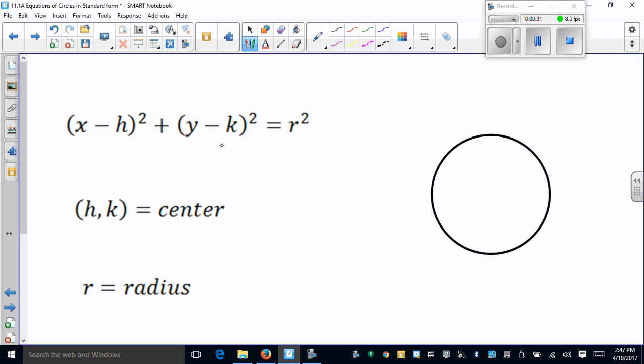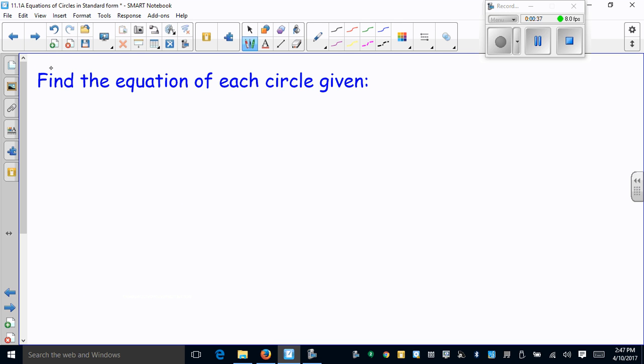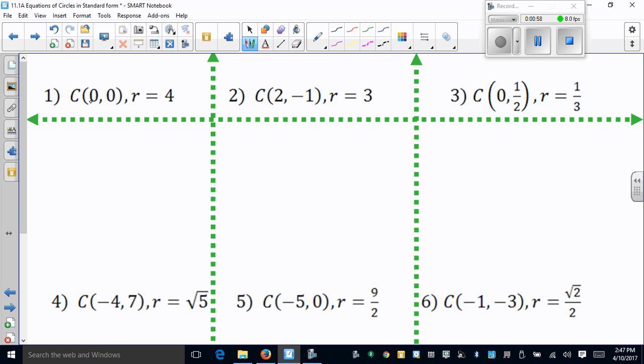So on the next one, find the equation of each circle given the individual values. Remember, it's going to be x minus h squared plus y minus k squared equals whatever the radius is squared. So on this one, we have 0, 0. So we can write it as x minus 0, but this is kind of redundant. So we're just going to write x squared plus y squared equals 4 squared. So in the end, this is x squared plus y squared equals 16. And there you have it.